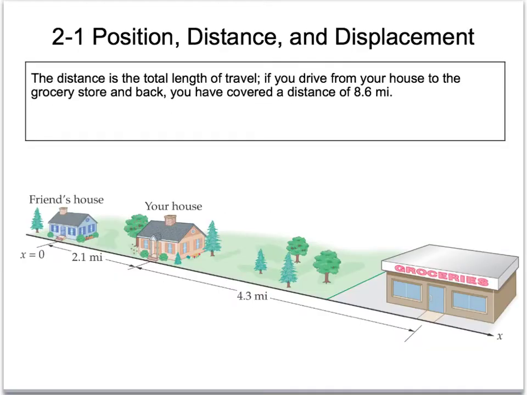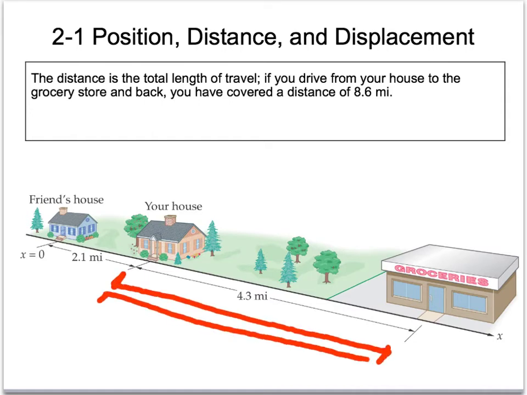First of all, distance. You might remember the problems with your friend's house and the grocery store. Distance is the total length of travel. So if you drive your car from your house to the grocery store and back, you've covered a total distance of 8.6 miles, so 4.3 miles both ways. Distance is total length of travel.